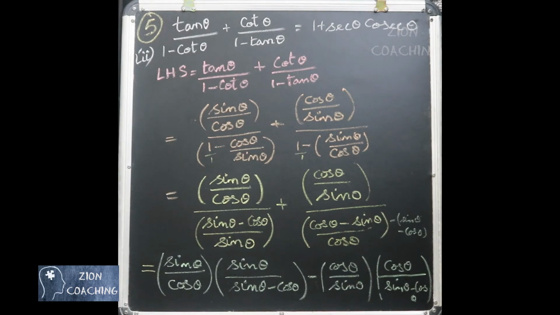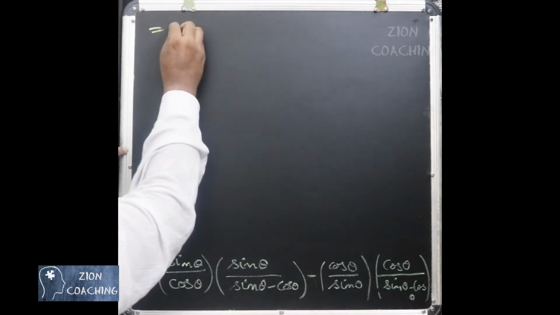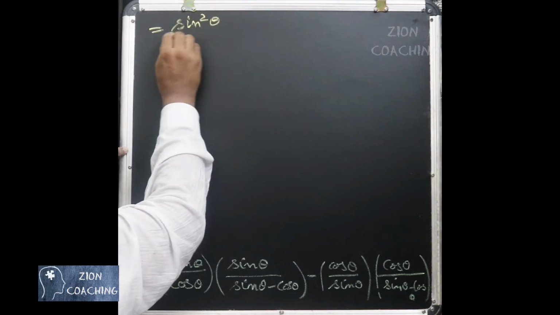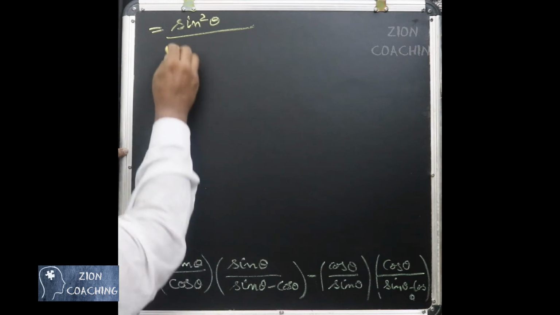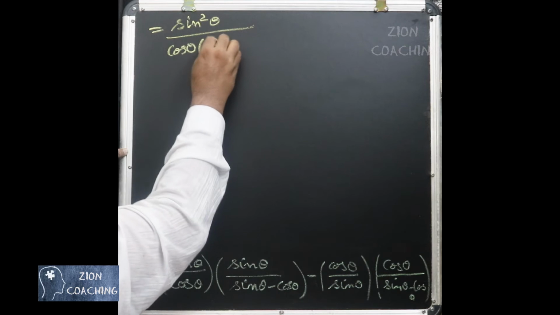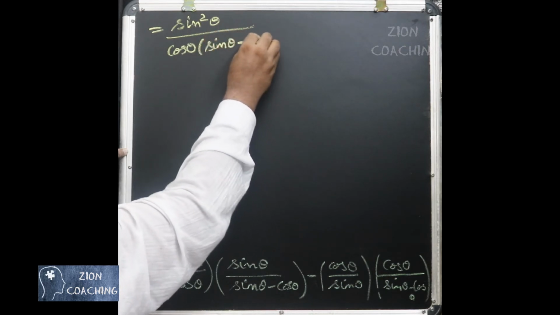Now the next step is going to be, we are going to multiply the numerator with the numerator and denominator with the denominator. So when you multiply sin theta with sin theta, you will get sin squared theta divided by cos theta into sin theta minus cos theta.